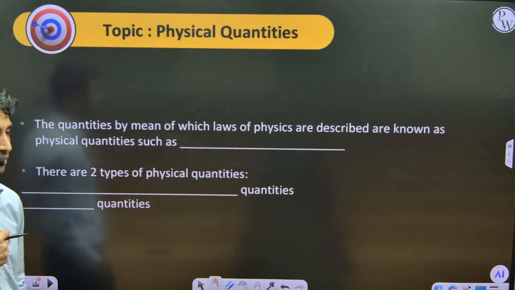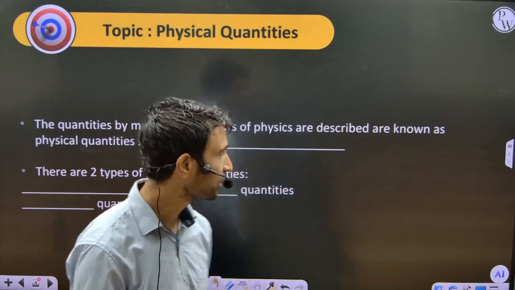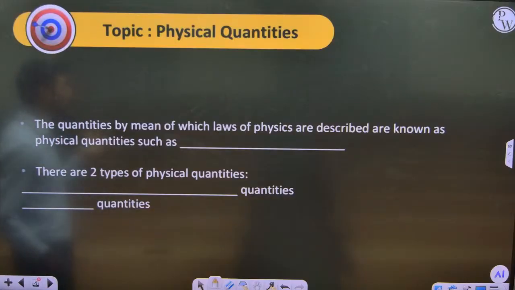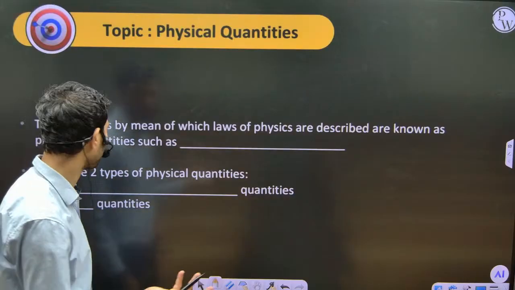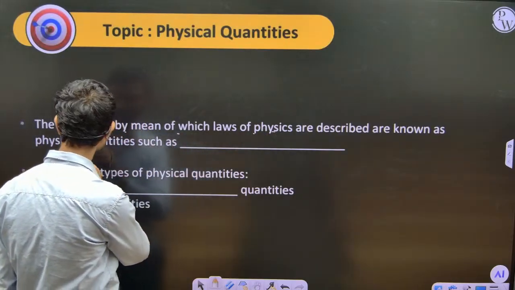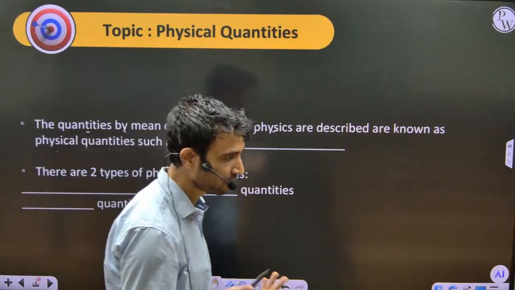So what is a physical quantity? Well, physical quantity is nothing new. You already know every quantity that you need to study physics is called physical quantity. So literally almost everything that you know is a physical quantity. So quantities by means of which the laws of physics are described are known as physical quantities. Now let's take some examples to get a better hang of it.